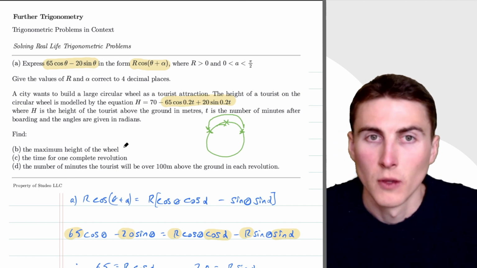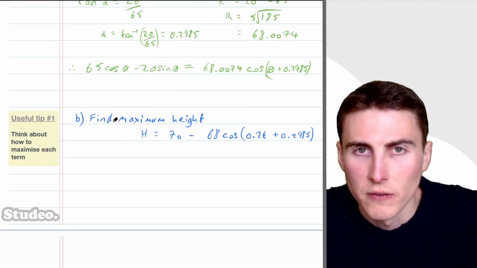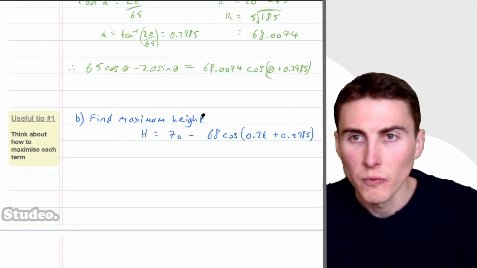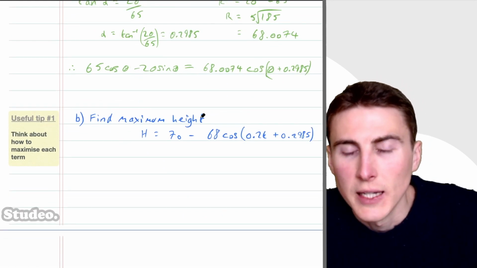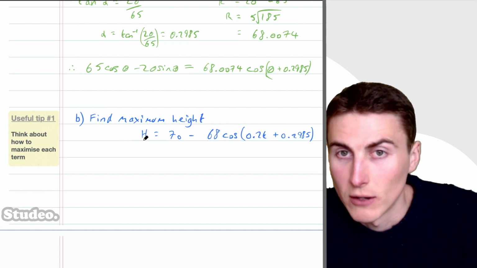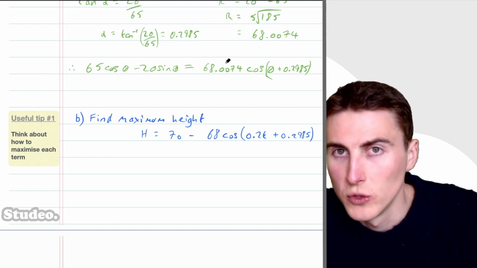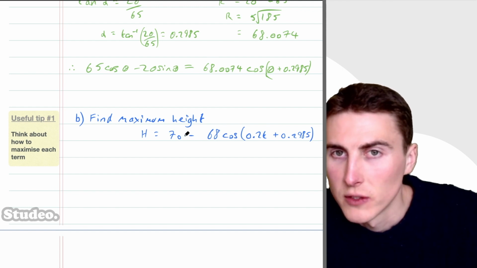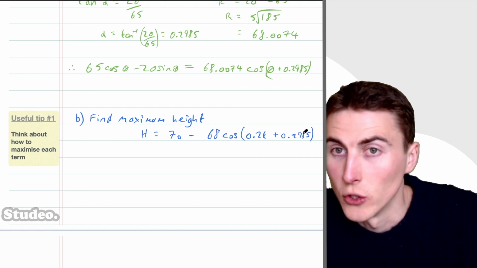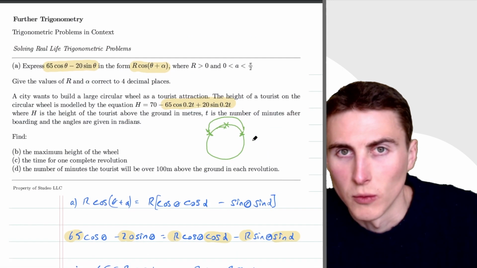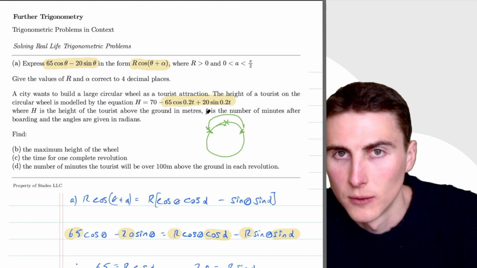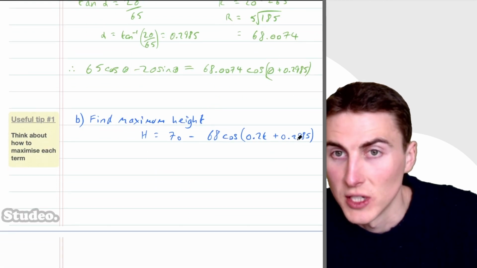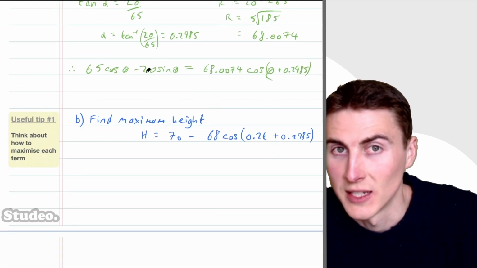To find the maximum height of the wheel, the first thing we want to do is write out our function using this thing that we just found. So I've done h equals 70 minus 68 cos(0.2t plus 0.2985). I've replaced all this complicated stuff with this much easier form, because we just found out that it's exactly the same thing.